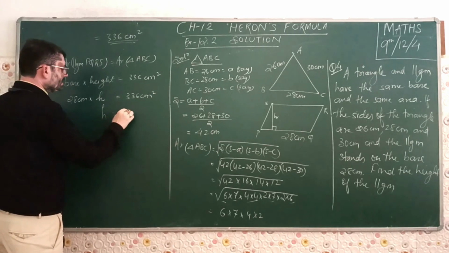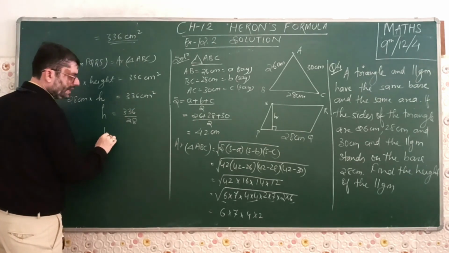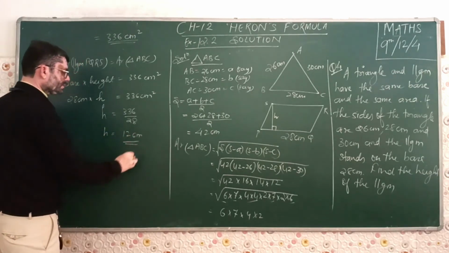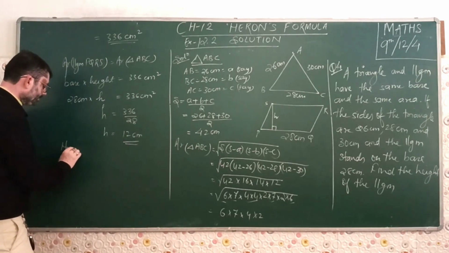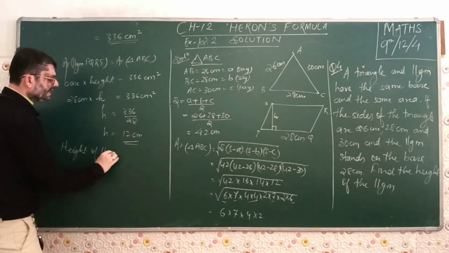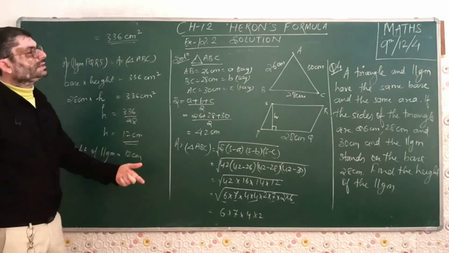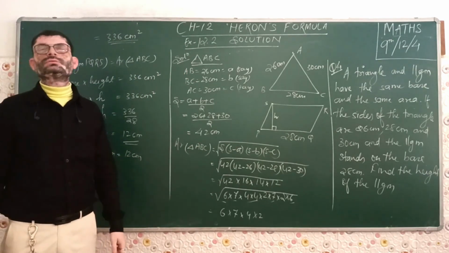Solving, we will get h as 336 by 28, so h is equal to 12 centimeters. So finally we have got the height of the parallelogram. The height of the parallelogram is 12 centimeters, with the condition that the area of the triangle and parallelogram are equal and have the same base.